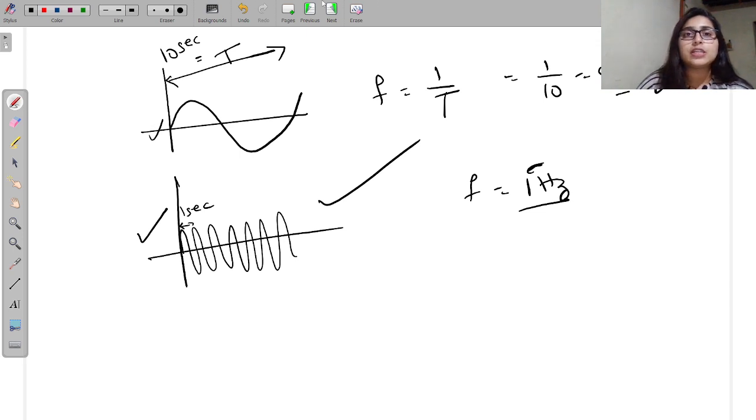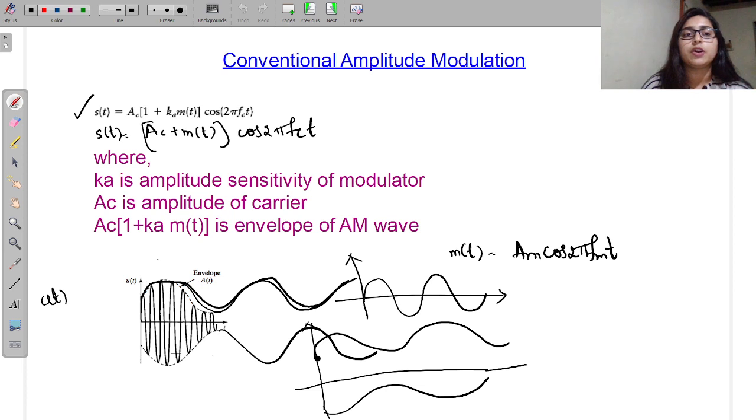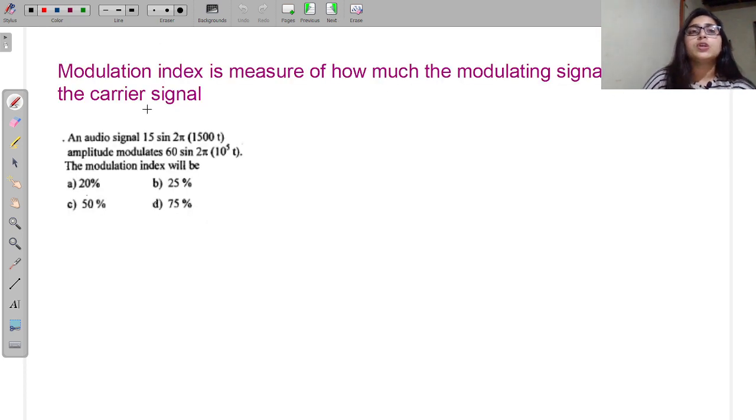Okay, so that's why we call this carrier signal a high frequency signal. You can see here how close it is, right? So this is the carrier signal. This is the envelope. Okay, so the envelope is following the shape of the message signal. Okay, so next, what is this modulation index? It is a measure of how much the modulating signal modulates the carrier signal. It is a measure, okay, depth of modulation. They will be considering depth of modulation.